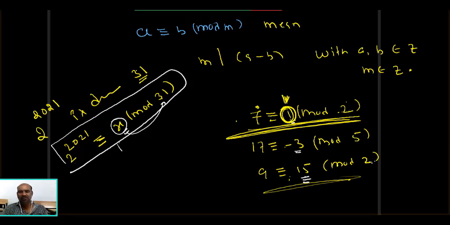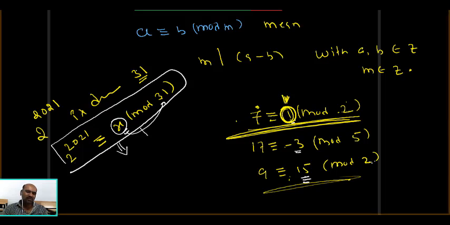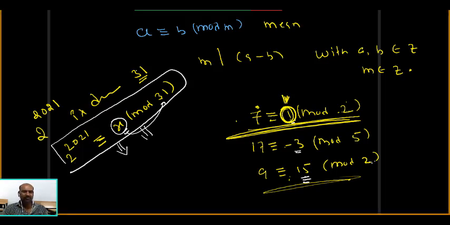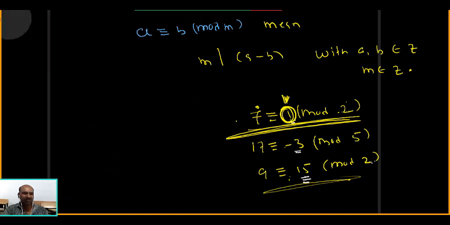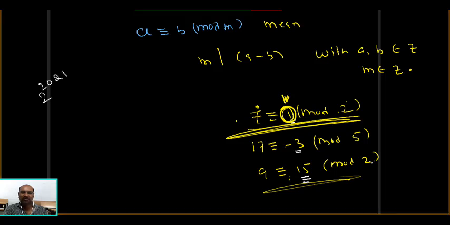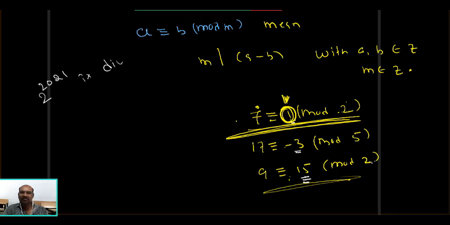To solve this problem, we need some properties or theorems from congruency, which I will explain now. The situation is very important: why these congruencies were invented. The question is, 2 power 2021 is divided by 31, find the remainder. This is the question actually.